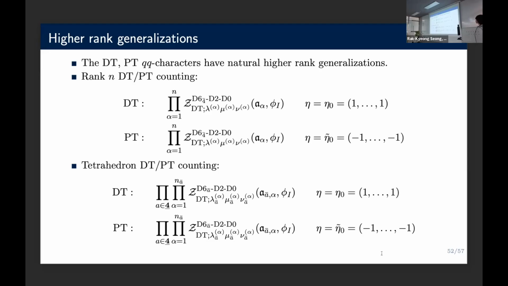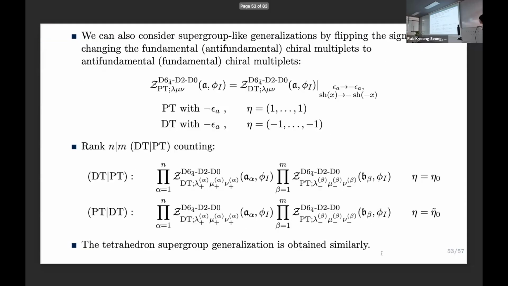And for the PT counting, you just take the eta vector in this way. And you can also think of higher ranks, like tetrahedron instantons. In this case, you add different orientations of these D6 branes and do the same stuff. And a different generalization is to add also anti-fundamentals to the theory. So in a sense, you have some supergroup-like generalizations.